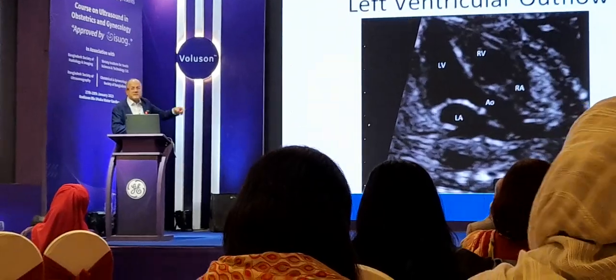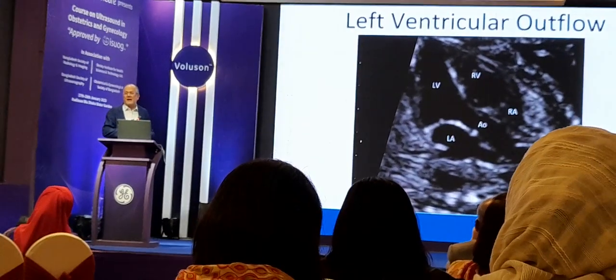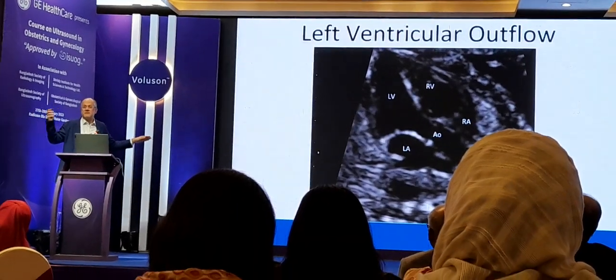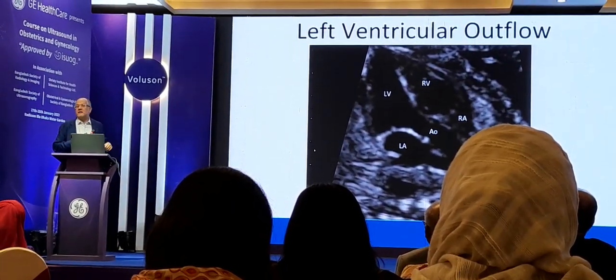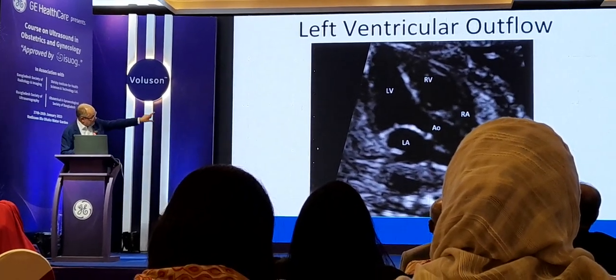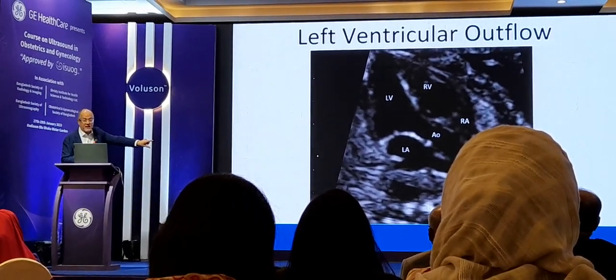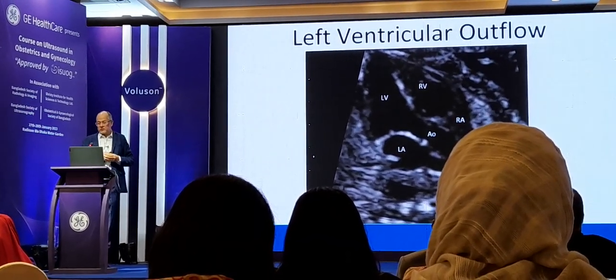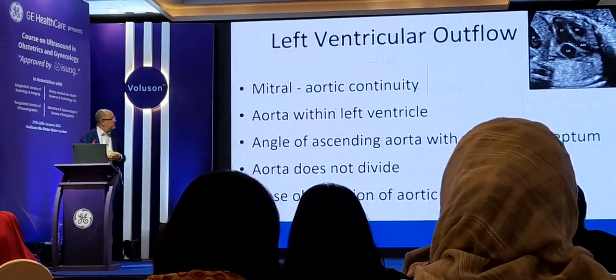When you follow the aorta, what happens to the aorta? Does the aorta divide? No, the aorta never divides. If it divides, it's not an aorta. So you see the aorta, you can see it's not divided because it's an aorta. It goes up and then it goes down, down its curve. There we go.